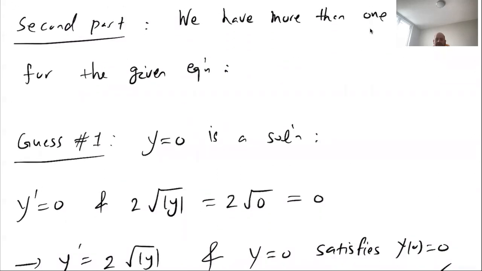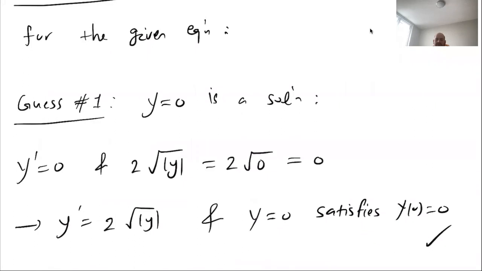Okay, so I was saying that we have more than one solution for this equation. Our first case is y equals 0, the constant function 0. Constant function 0 is a solution for this equation. Why? Because the derivative of constant function 0 is of course 0. And 2 root absolute value y, if y is 0, will be 2 root 0, which is also 0. So if y equals 0, y prime will be equal to 2 root absolute value y. So the ODE is satisfied. The initial condition is also satisfied because constant function 0 is 0 everywhere. So y of 0 is 0 in particular. And therefore, that's one solution.